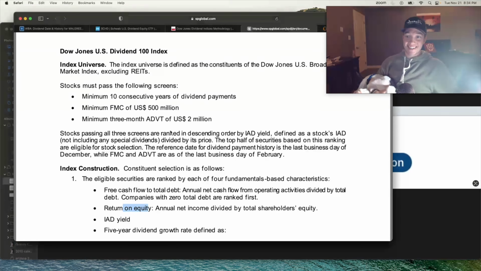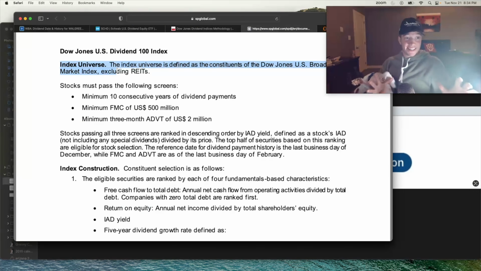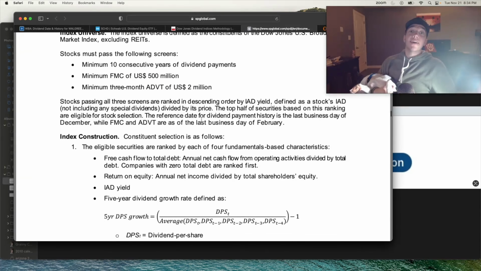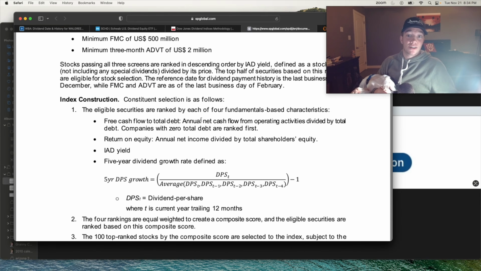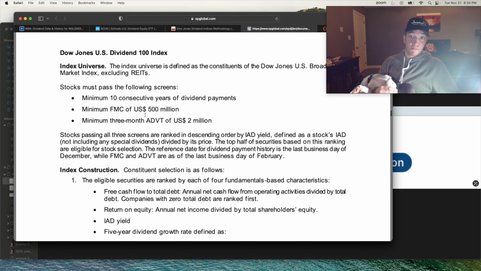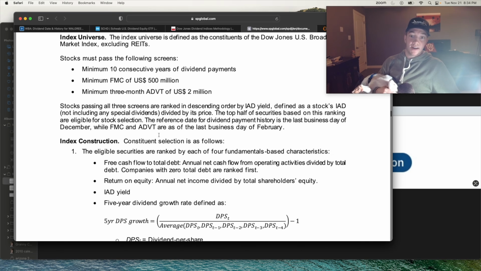Sorry about that, guys. So we talked about, after Dow Jones constructs this dividend-paying stock universe, just screening all the companies through 10 consecutive years, they meet the minimum market cap and there's some liquidity intraday. Then they move on to the actual index construction. Okay. So we get the eligible securities from here, this preliminary screen section, I guess.